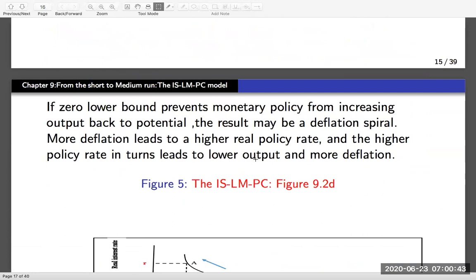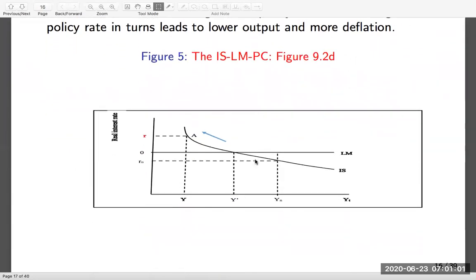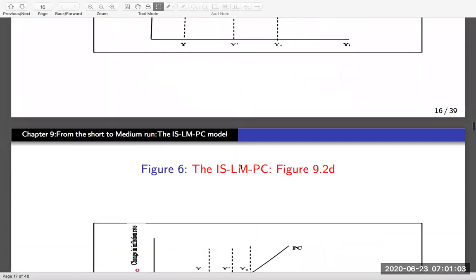More deflation leads to a higher real policy rate, and the higher real policy rate in turn leads to lower output and more deflation. So deflation is like a scenario where we are waiting for prices to fall more for us to buy. So we just keep waiting, right? And what that does is it means the economy cannot recover, right?